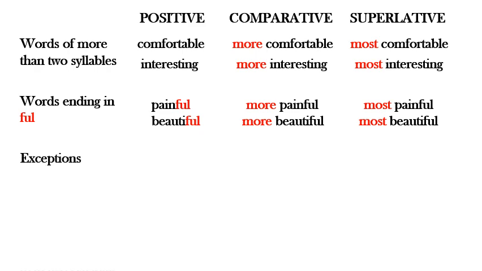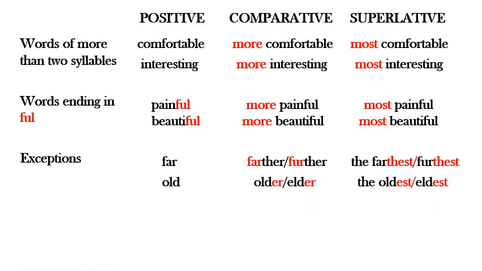Now, here we have our exceptions, and we've got the word far. That can be either farther or further. Please note all the things being changed there. And then you've got the farthest or the furthest. Okay? And then you've got old, older or elder, and the oldest or the eldest.